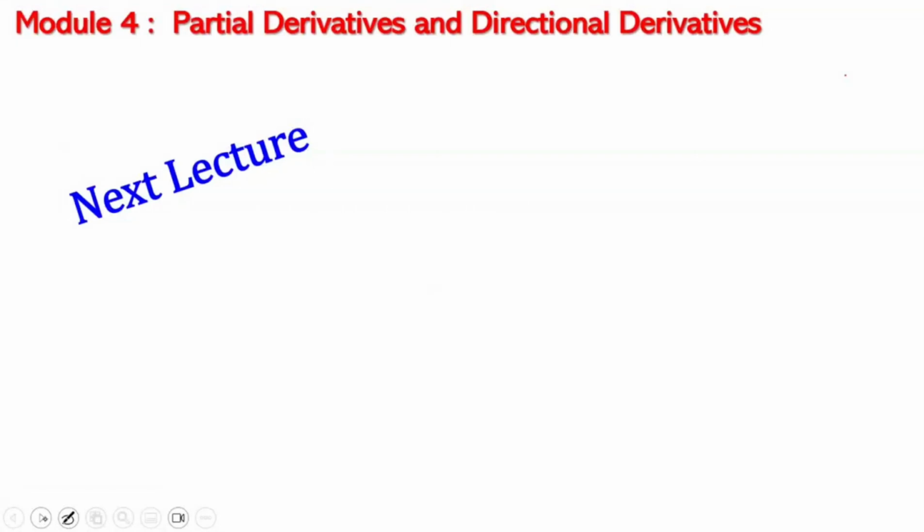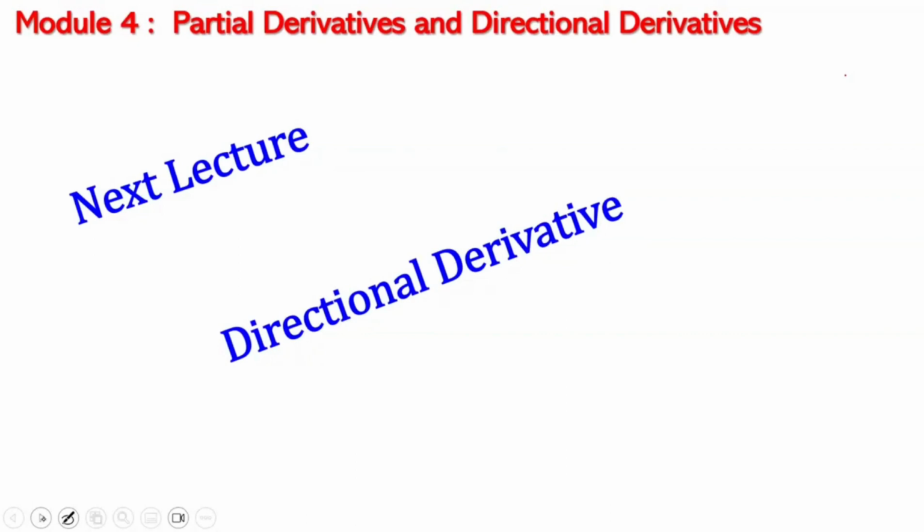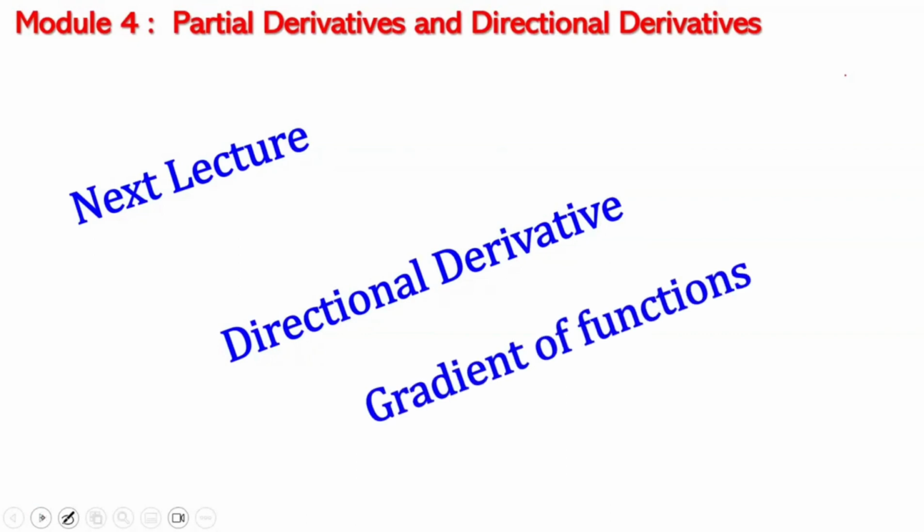Okay, so we complete section 4.2, and in the next lecture we will have the directional derivative, which is 4.3, and the gradient of functions, which is 4.4. And then we'll have some numerical examples.